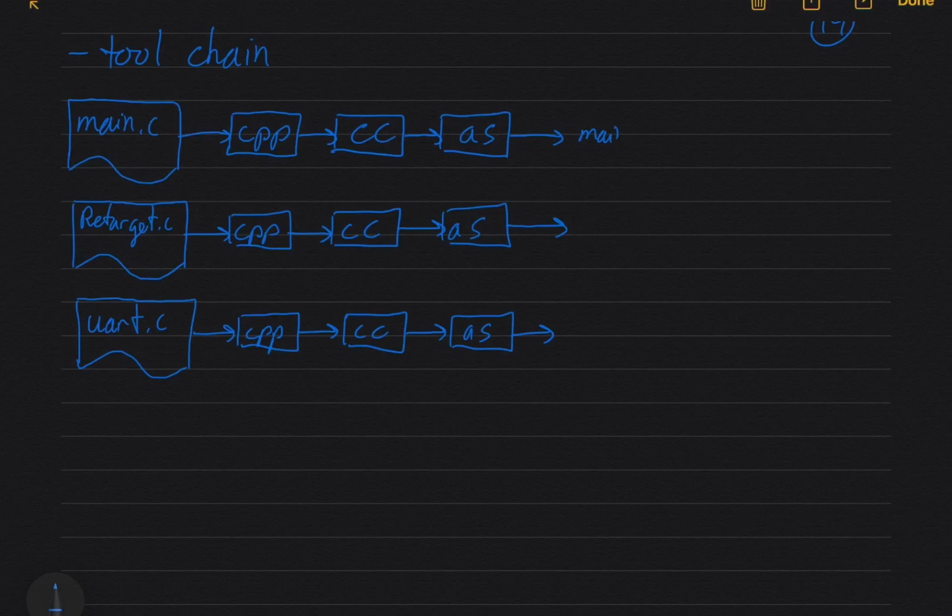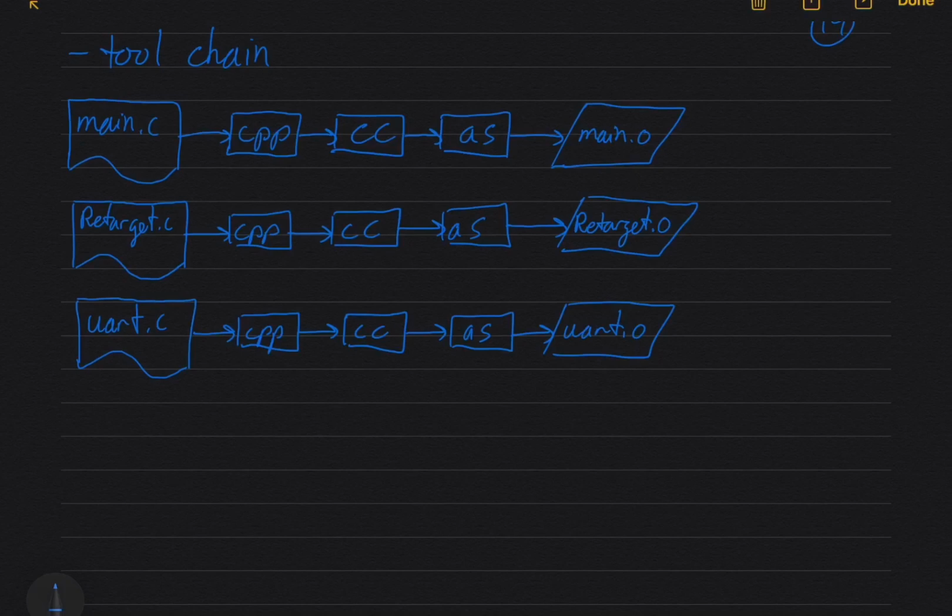And so if you look, there is an objects subdirectory in your Microvision 5 project, and you should see some .o files like main.o, retarget.o, uart.o. So these are not human readable, they're binary, and they also cannot run on their own.